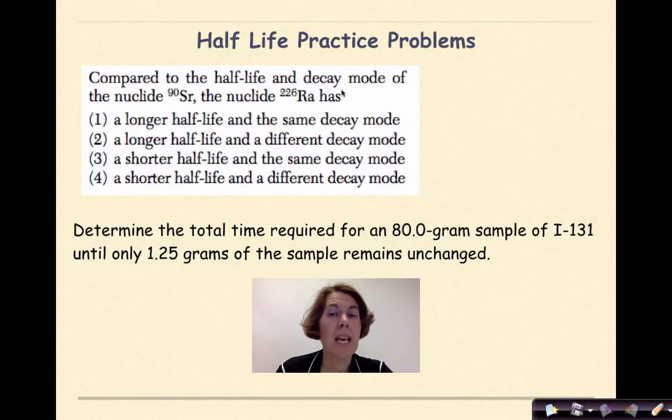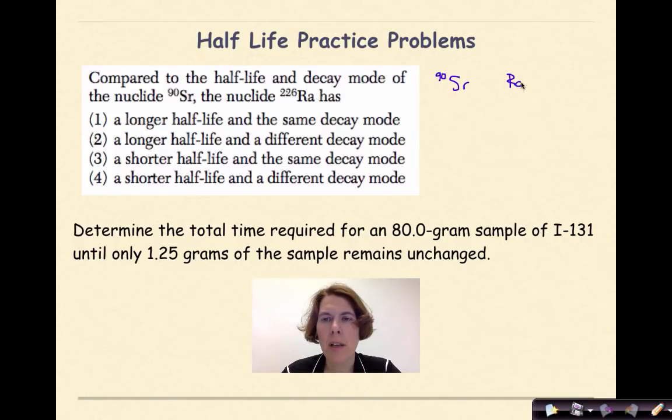Compared to the half-life and decay mode of the nuclide strontium-90, the nuclide Ra-226 has a longer half-life in the same decay mode, a longer half-life in a different decay mode, a shorter half-life in the same decay mode, or a shorter half-life in a different decay mode. So obviously, to do this problem, we need to go to Table N. And the first thing that we need to look up is the half-lives. So we're going to have strontium-90, and we're going to look at radium Ra-226.